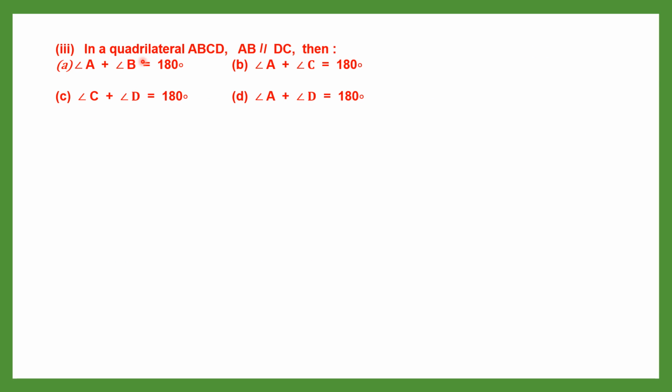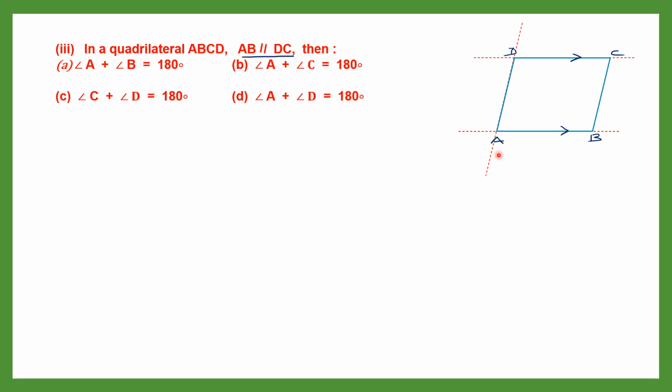Question 3. In a quadrilateral ABCD, so let's have a quadrilateral. AB is parallel to DC. So where is AB? This is AB. This is parallel. So these two are the parallel lines. Now, which of these conditions will be satisfied here? If these two are taken as parallel lines, and I extend the parallel lines and consider AD as the transversal, then let's look at this.